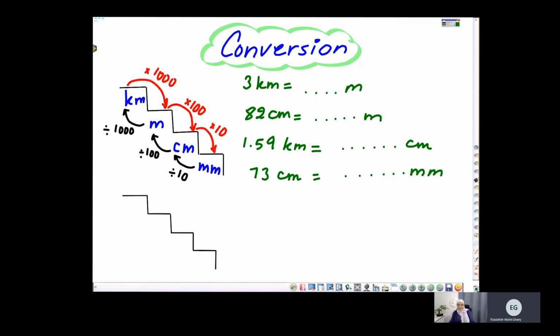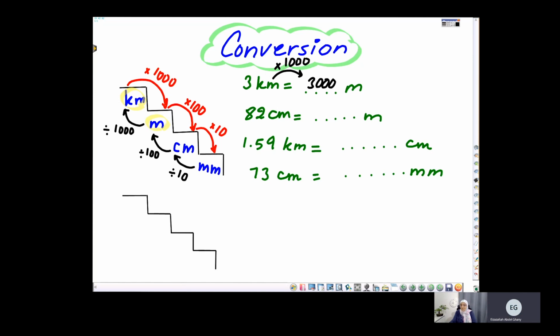Let's have a look at the steps I drew for you. From kilometer to meter, it means a kilometer is a big unit of measuring which has 1,000 meters. And from big to small, multiply. Small to big, divide by. So this 3, you just multiply it by 1,000. It will give you 3,000 meters.